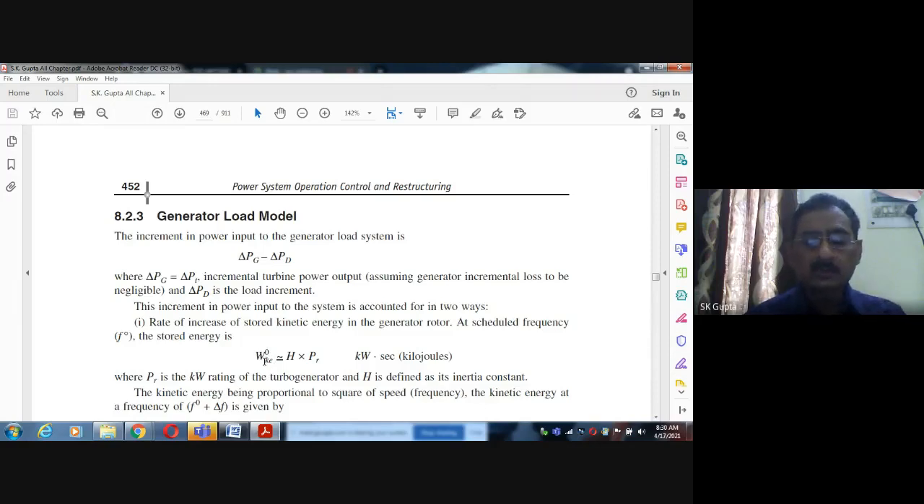So kinetic energy stored is proportional to the rating. If the rating is high, kinetic energy stored will be high. Then this is a proportionality constant, which we can call the kinetic energy stored per unit rating. It is a constant one. कि अगर हमारा रेटिंग ज्यादा होगा तो एनर्जी ज्यादा स्टोर होता जाएगा। So it is called the inertia constant, and it is defined as the kinetic energy stored per unit rating.